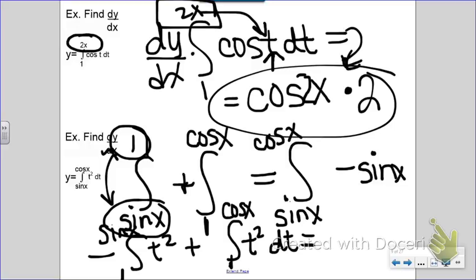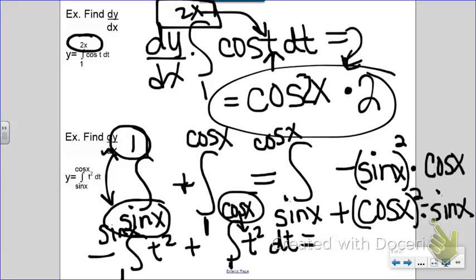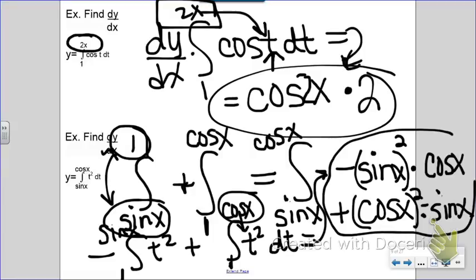squared, times its derivative, because it's not just an x on the top there. The derivative of sine is cosine, plus we place cosine of x in for t over here. So cosine of x squared times its derivative, which is negative sine of x. And that's our lovely answer.